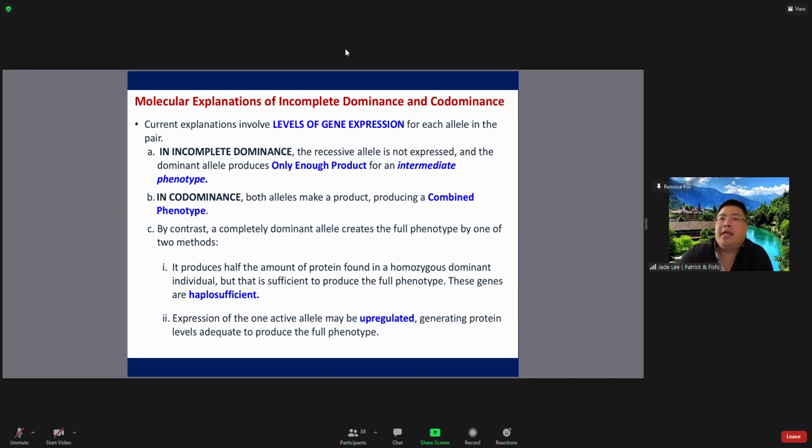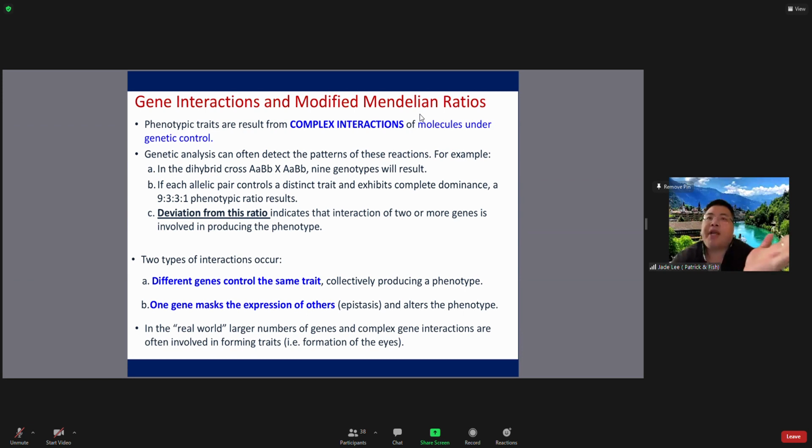Okay, so kalau kita tengok the phenotype trait result from the complex interactions of the molecule under genetic control, kan? So the genetic analysis can often detect the pattern of this reaction. For example, the hybrid cross, which is A besar, A kecil, B besar, B kecil, kita kacaukannya, kita akan dapati 9 genotype dan akan menghasilkan 9:3:3:1 phenotype ratio. Betul? So deviation from this ratio indicates that the interaction of the two or more gene is involved in producing the phenotype. Tidak semuanya mengikut 9:3:3:1 kan?